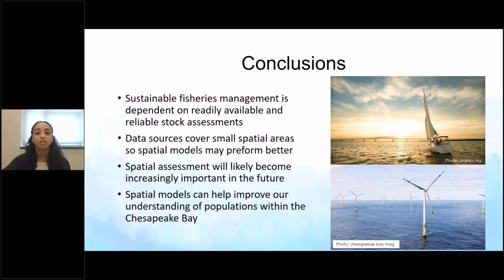And spatial modeling will likely become more important in the future, particularly as we see the increase in the development of wind farms or marine protected areas, and it'll be useful to understand how species are responding to some of those new developments or changes. And finally, we expect this work will be applied to other ecologically and economically important fish species in the Chesapeake Bay, and be able to improve our understanding of how fish abundance in the Bay has changed over time, and also be used for ecosystem forecasting and other models in this region.